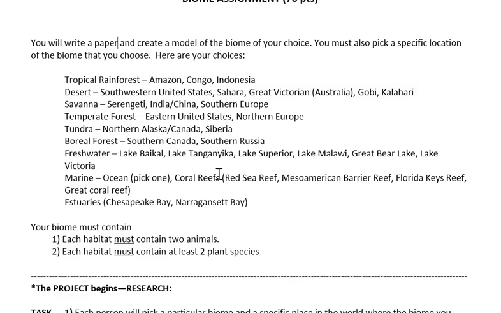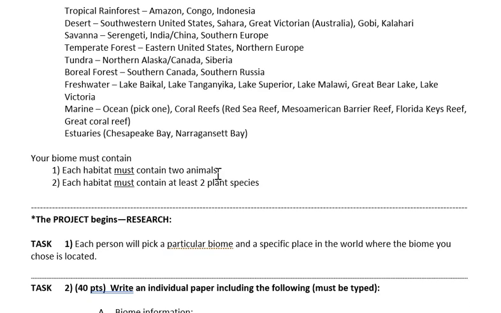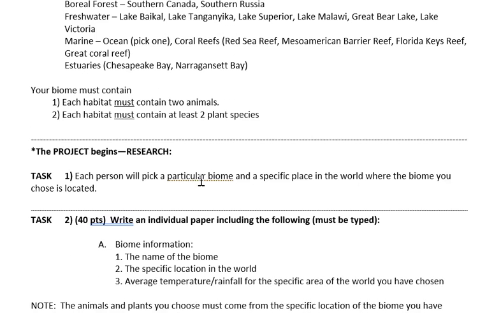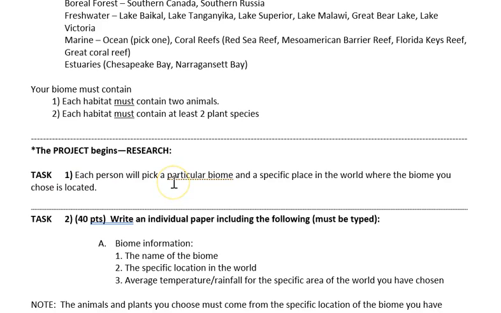Okay, so you're going to do a model of your biome as well as a paper. For your biome, you're going to pick two animals from that biome, and you're going to pick two plant species. Now, the last couple of labs that we'll do are one lab on animals and one lab on plant species. So what you learn from those should help you get the information you need on the animals or the plant species. Okay, so task one was to pick your biome. Again, it has to be a specific place.